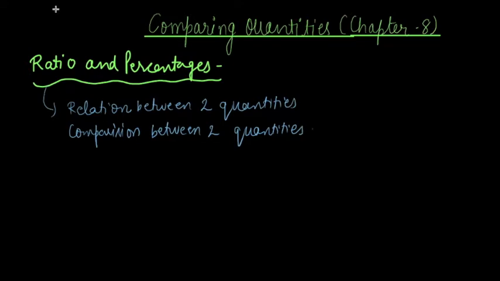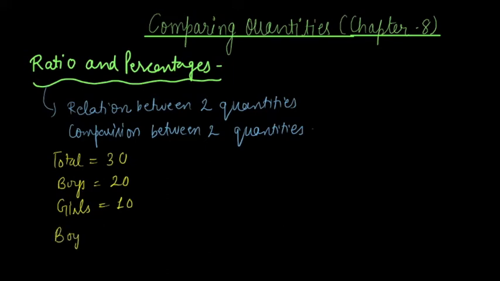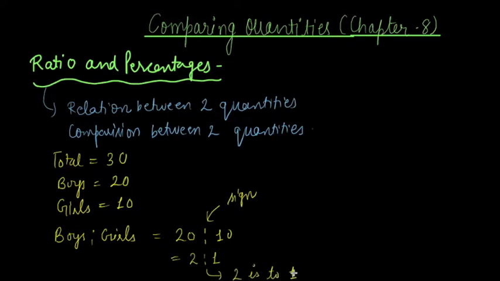For example, if I take one example that in a class the total number of students are 30, and the boys in the class are 20 and the girls are 10. So if I want to write the ratio boys is to girls, what will be the ratio here? How many boys are there? 20 and girls are 10. This is the sign of ratio. And if you simplify it, what will be the ratio? 2 is to 1. So we read it as 2 is to 1.